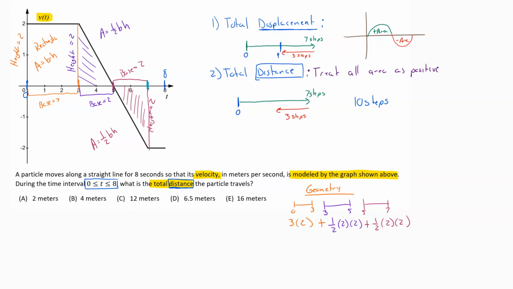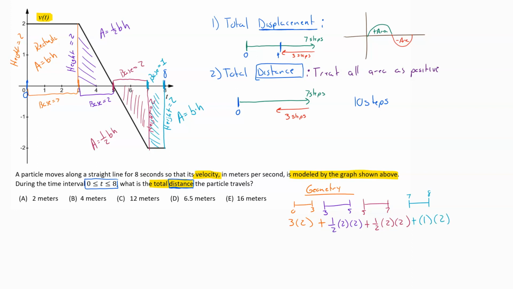And then we do our last little segment here. So in this last little section from 7 to 8, now we're looking at this space here, and we're back to another area of a rectangle, which is base times height. The base on this one is going to be 1, and then the height on this is going to be, again, we don't care about positives or negatives, just everything's a positive, so this height would also be 2. So then from 7 to 8, I'm going to add on base times height. So base of 1, height of 2.